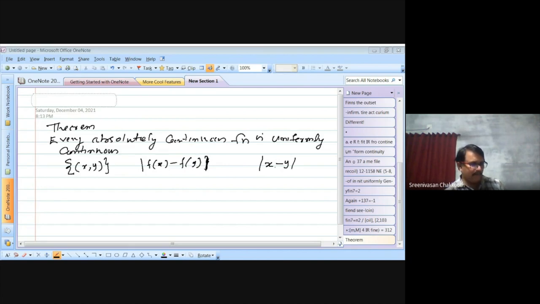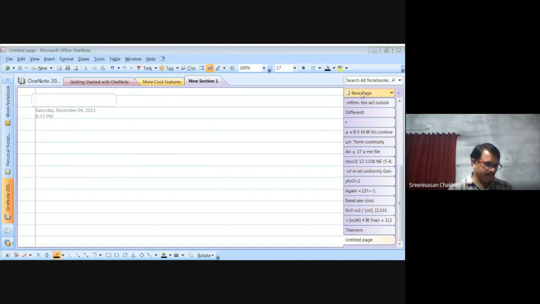Okay, but the converse is not true. I shall give an example for a function which is uniformly continuous but not absolutely continuous. Consider the function f of x equal to x sine 1 by x for x not equal to 0, and 0 at x equal to 0.